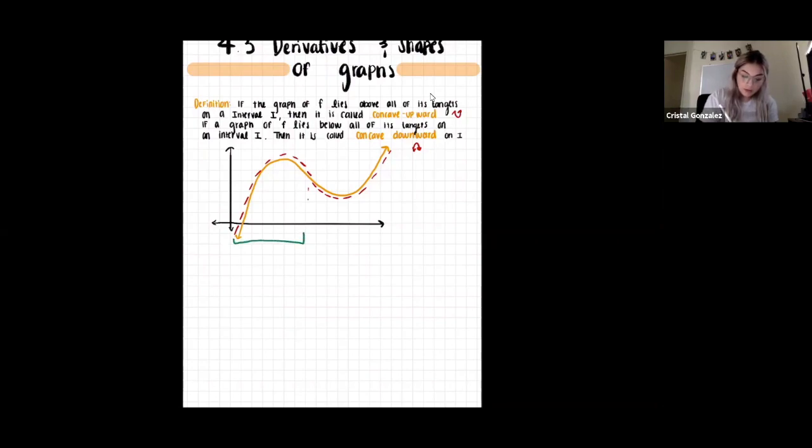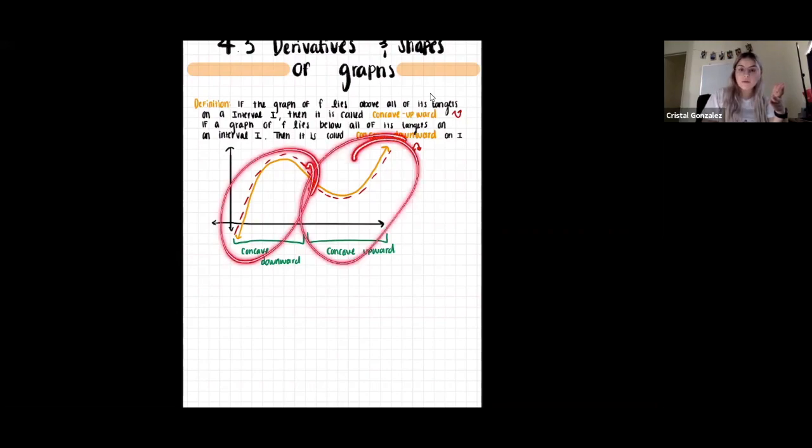We can think about from here to here, I'm going to be concave downward, and then from here to here, I'm going to be concave upward. So by that definition, we know that from this part here we're concave down, and concave up on this side.